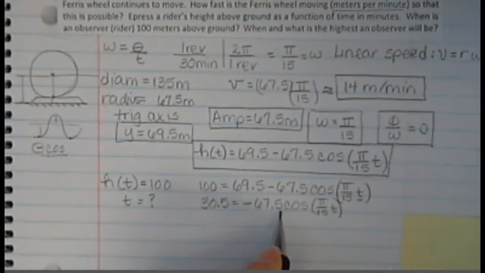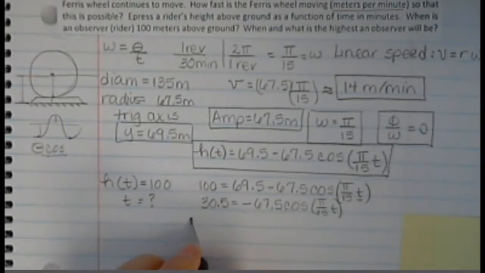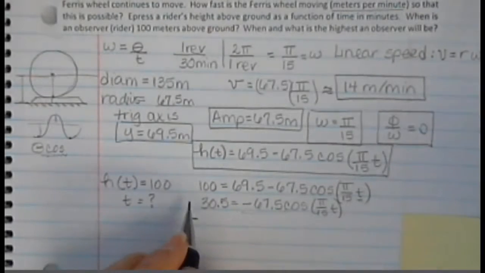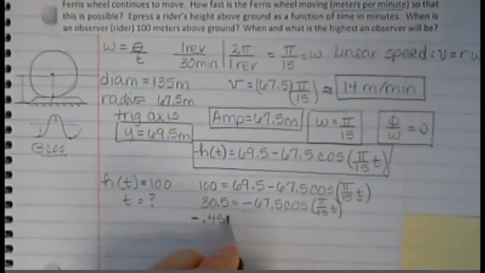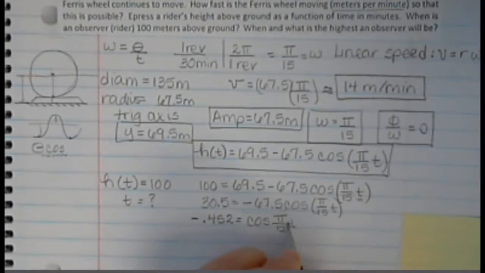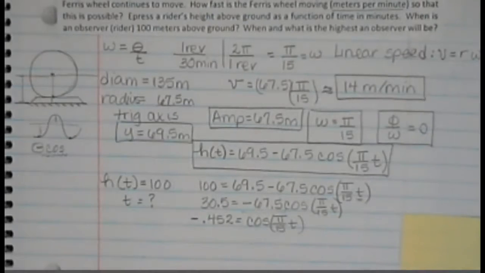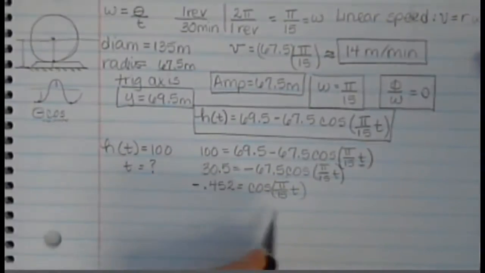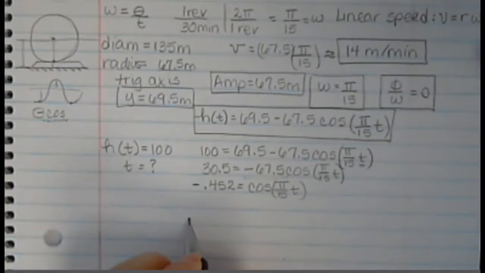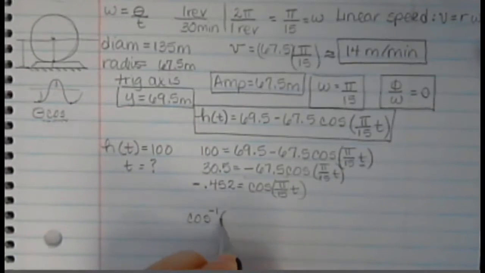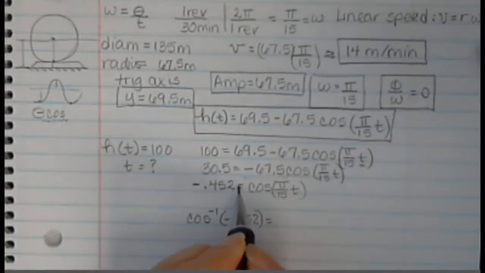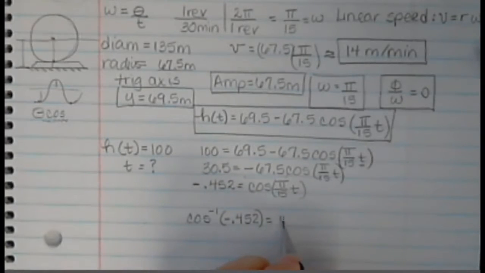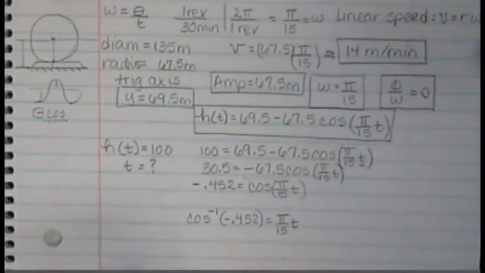Then I'm going to divide both sides by negative 67.5. Using my handy-dandy calculator, I find that to be negative 0.452, and that's equal to the cosine of pi over 15t. I need to get rid of cosine, so I'm going to take the inverse cosine of both sides. So I have inverse cosine of negative 0.452 is equal to the inverse cosine of cosine. Those go away, and that just gives me pi over 15t.